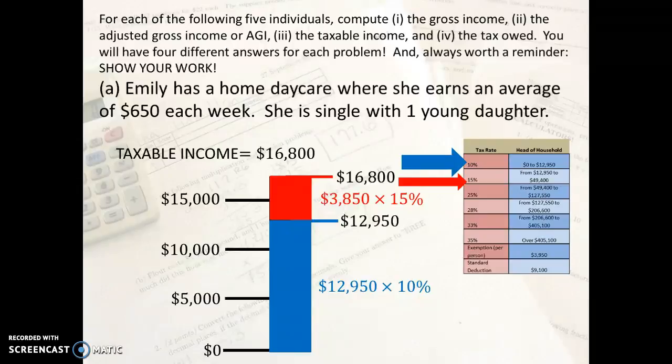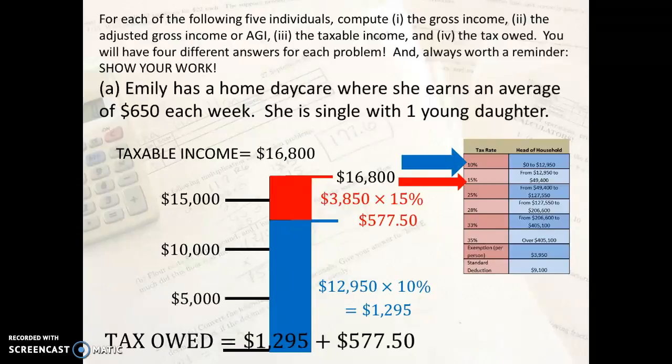We get those two numbers, and our calculator can do those calculations. Make sure you move the decimal place. Don't multiply by 15, use 0.15. And then for the tax owed, you just add those numbers straight together. And so we say Emily needs to pay $1,872.50. That's a very basic example. I'll come back with a second example, another video with a little more involved example, but this is the general idea for how we're doing income taxes.